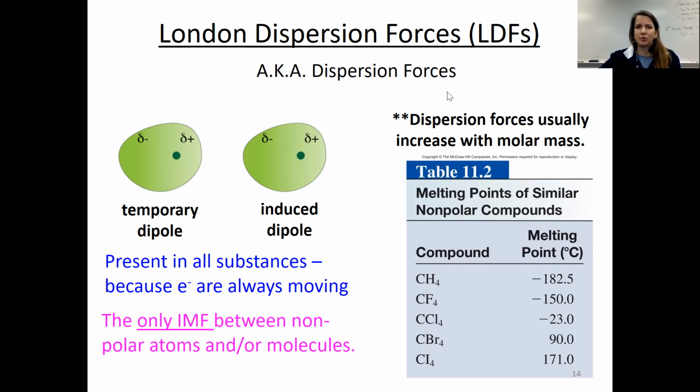And it says up here that dispersion forces are usually going to increase with molar mass. So that's something else that we can look at. We can look at the size of the electron cloud. We can look at the effective nuclear charge. We can look at the molar mass to see which dispersion forces are going to be greater.